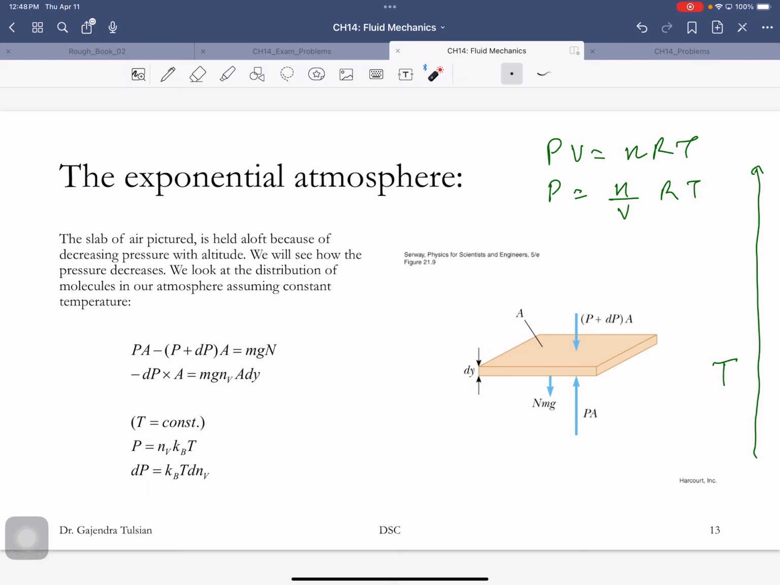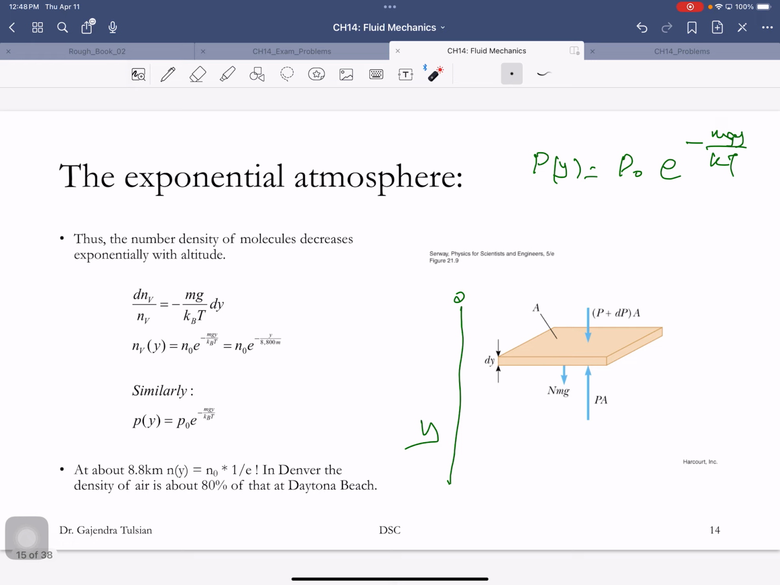All right. So we asked the question: why is this slab of air not falling down? This slab of air has a weight. And the reason it's not falling down is because the pressure at the bottom is higher than the pressure at the top. So that pressure difference is balancing against the force of gravity. And so this guy is negative. Anyway, this led us to the conclusion that the atmospheric density decreases exponentially.